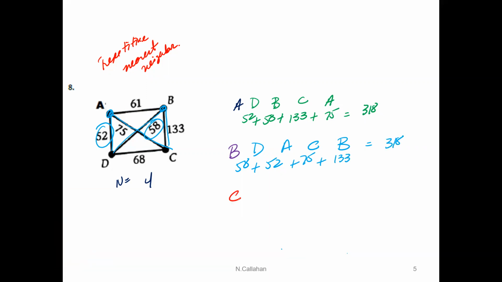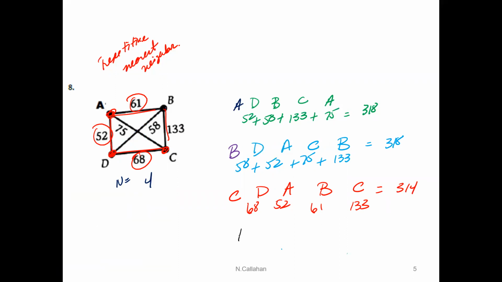Okay, now let's take a look from the perspective of C. So starting at C, I can either go CB, CA, or CD, which I'm going to go to D because that's 68. And then from D, I can go to A or B. So I'm going to go to A, which is 52. And then from A, I'm going to go over to B, which is 61. And then from B, I'm going to go back to C, which is 133. $314.